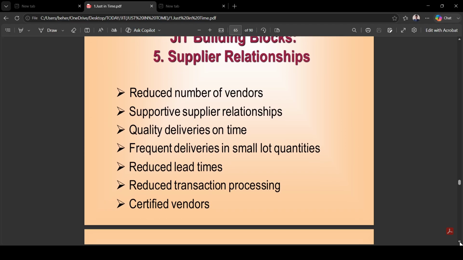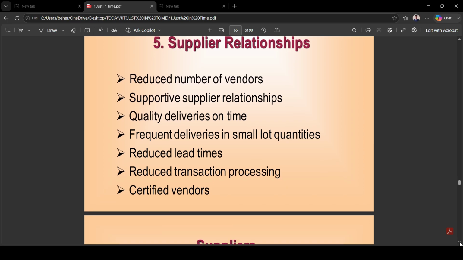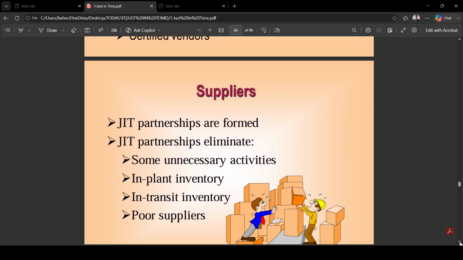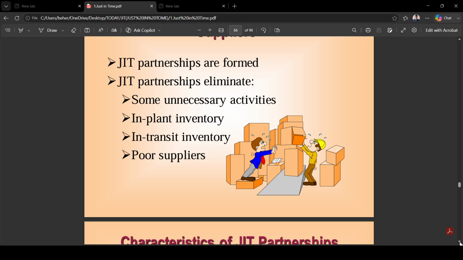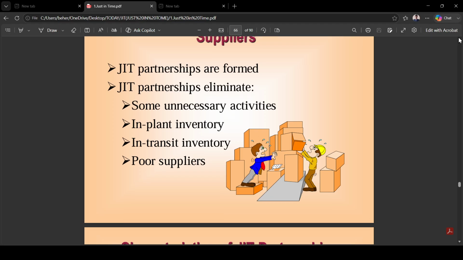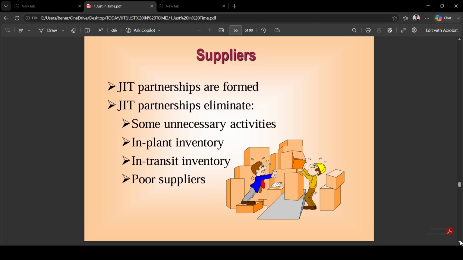JIT building blocks: supplier relationship, reduced number of vendors, supportive supplier relationship, quality, on-time delivery, frequent delivery in small lot size quantities, reduced lead time, reduced transaction processing, certified vendors. Then suppliers become JIT partners. JIT partnership eliminates some unnecessary activities: in-plant inventory, in-transit inventory, core suppliers.